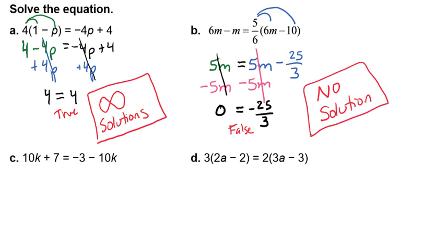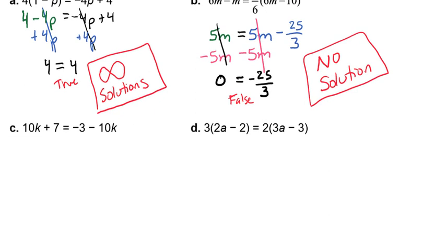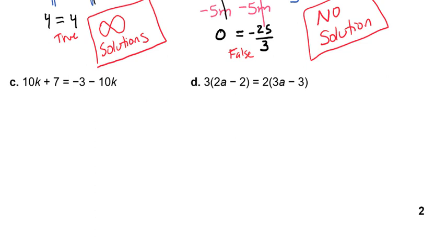Let's move on to another example. So here we have 10k plus 7 equals negative 3 minus 10k. Well, there's nothing to combine or distribute here, but there are variables on both sides. So let's go ahead and move one variable over to the other. I'm going to move the one that says minus. So that's going to cross that out. 10k plus 10k is 20k. So I'm going to have 20k plus 7 equals negative 3.